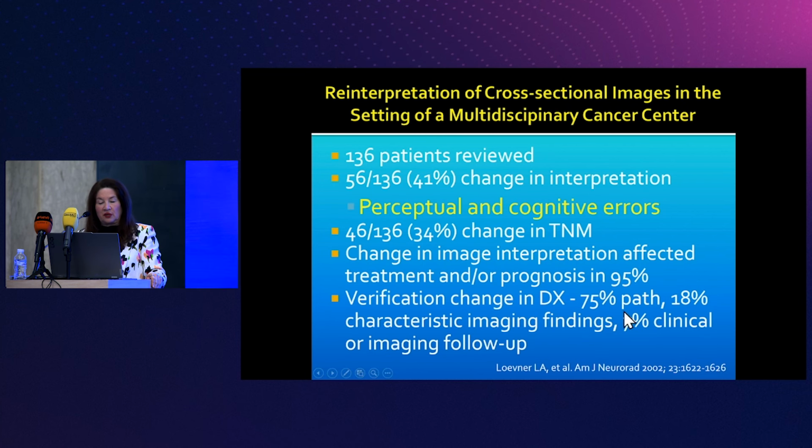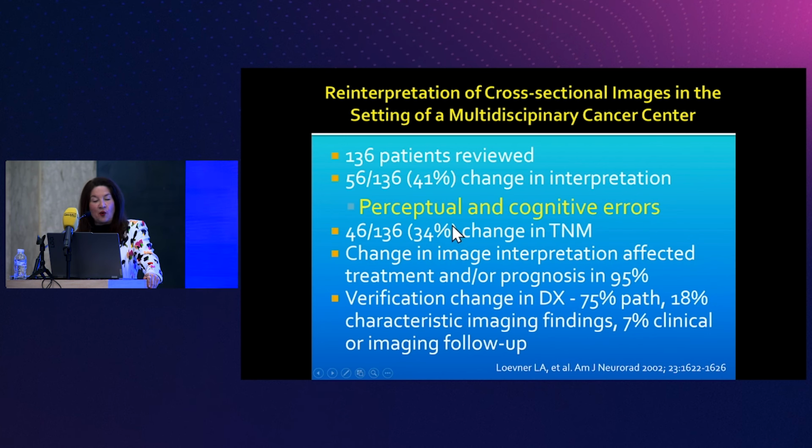All the findings were either confirmed pathologically in 75%, 18% with characteristic imaging findings, and 7% with clinical or imaging follow-up. And what we found was that 56 of the 136, or 41% of the patients, had a complete change in their interpretation, due to perceptual or cognitive errors. The vast majority of these really were due to a lack of understanding of the disease they were looking at or a lack of the appropriate history.